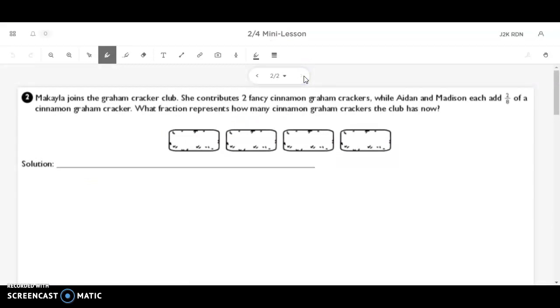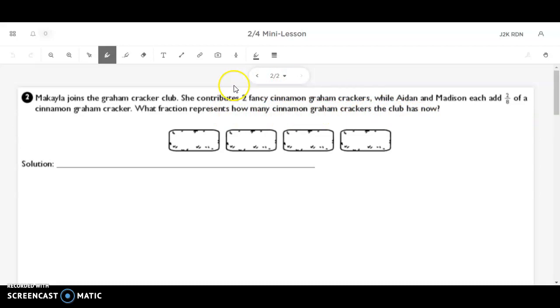Okay, Michaela joins the Graham Cracker Club. She contributes 2 fancy cinnamon graham crackers. Oh my goodness, 2 fancy cinnamon graham crackers. While Eden and Madison each add 2/8 of a cinnamon graham cracker. What fraction represents how many graham crackers the club has now?